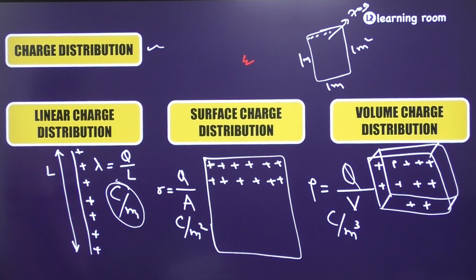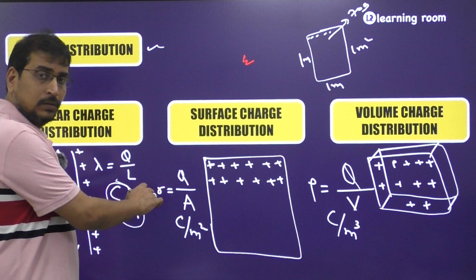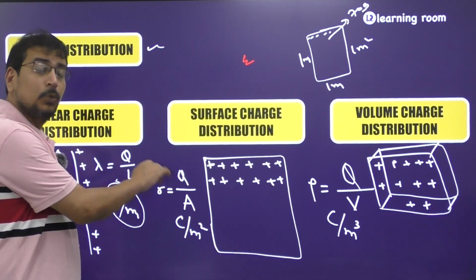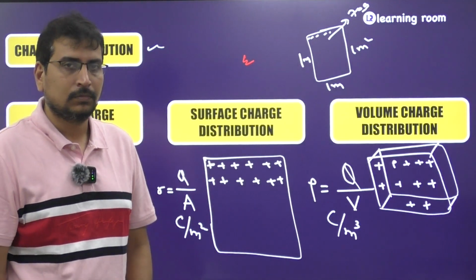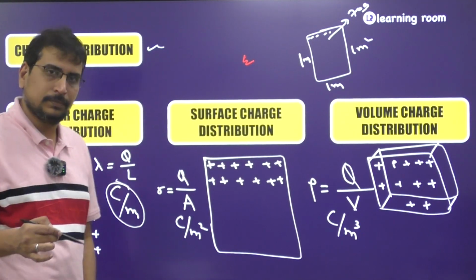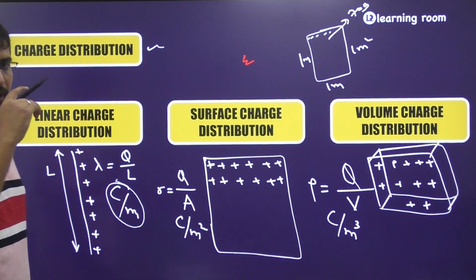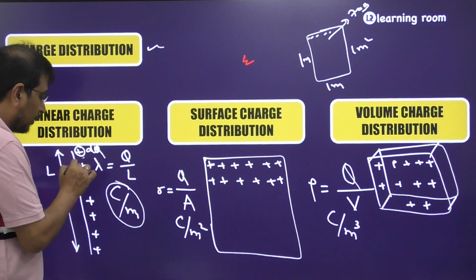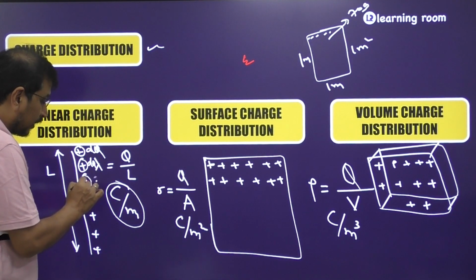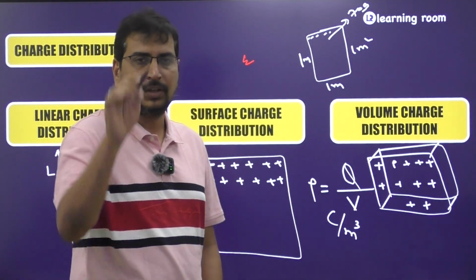You're clear? No? Tell me. This one? Q is the charge. Charge can either be small q or capital Q, the sum of all the charges. To put it simply, just to clear your doubt, let's say this charge is dq, this charge is dq, this charge is dq. Like this, I have multiple dqs. The sum of all these dqs put together is going to give me capital Q.